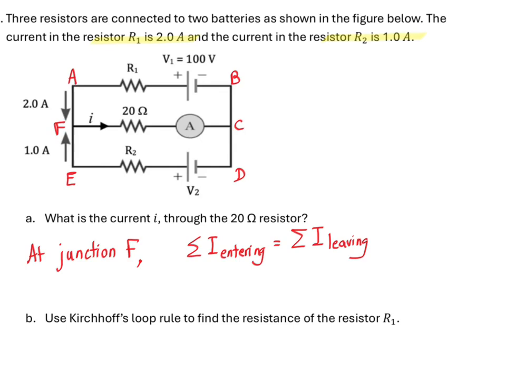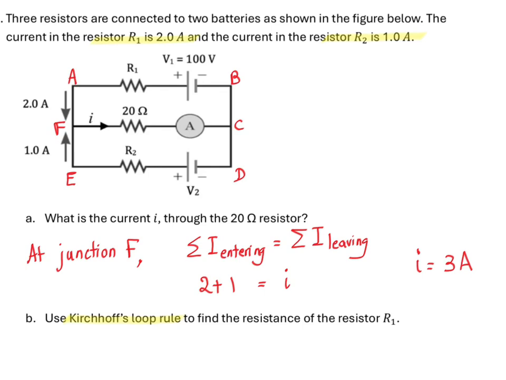So at junction F, we will write the total current entering is equal to total current leaving. At junction F, we can see 2 ampere and 1 ampere reaching the junction, so they will add up. It is equal to I, which is leaving the junction. So I will be equal to 3 ampere. So the current in the 20 ohm resistor is 3 ampere.